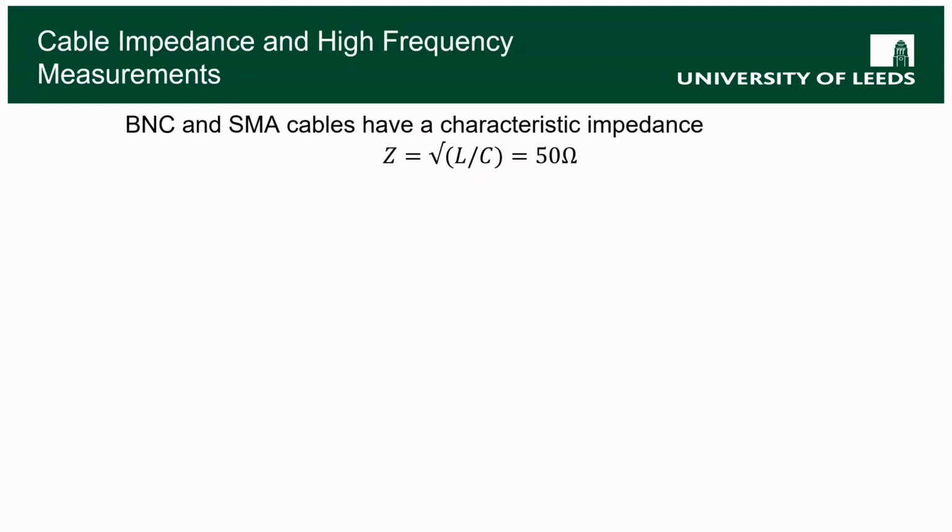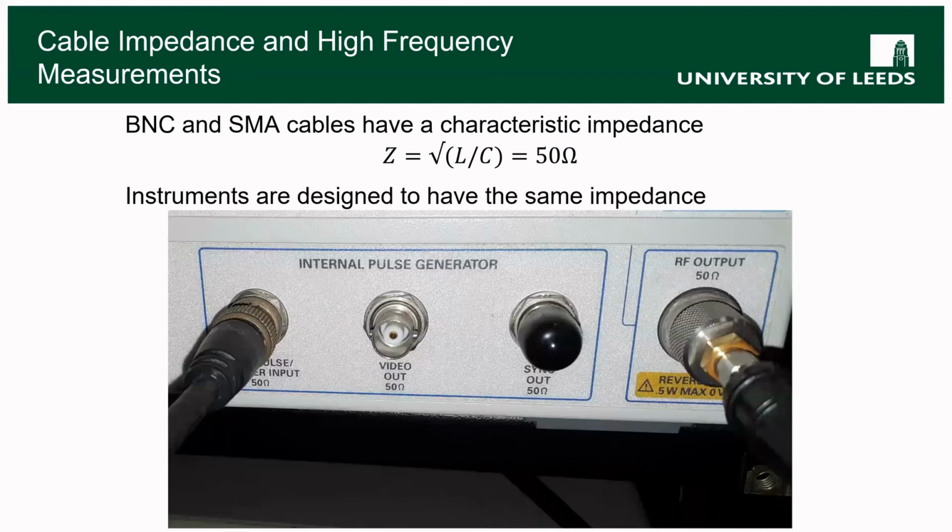So if you actually work through the numbers, the BNC and SMA cables both have a characteristic impedance, typically of 50 ohms. So in other words, their inductance and capacitance are such that the square root of the ratio of them is 50 ohms. And if you look at the back of instruments, you'll see things marked as having 50 ohm inputs and outputs. What that's telling you is that if you attach a 50 ohm cable to that connector, then you're not going to get a reflection at that connection.